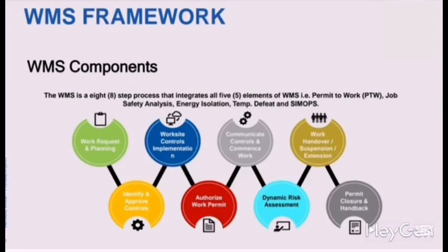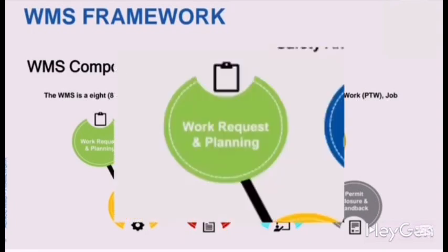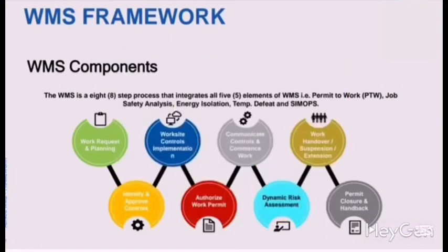First, we discuss work request and planning, determining what work is needed, where, and in which area. For equipment, we define the job scope. This total planning is the first element of WMS. Where it needs to be done, in which area it needs to be done, and if we are working on any equipment, what will the job scope be? Specifically, what work do we need to do on that equipment? This means that the total planning of the work will be set in the first element of WMS, which is work request and planning.